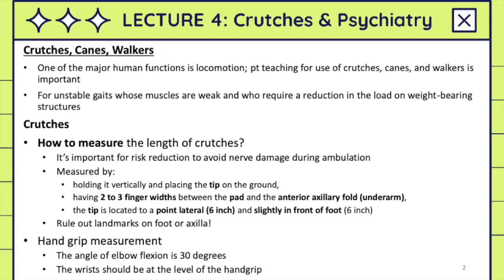The first thing is how do you measure crutches? The reason they want you to know how to measure crutches correctly is for risk reduction, so that you don't cause nerve damage. The first thing is the length of the crutch. How do you measure the length of the crutch? It's 2 to 3 finger widths below the anterior axillary fold to a point lateral to and slightly in front of the foot.